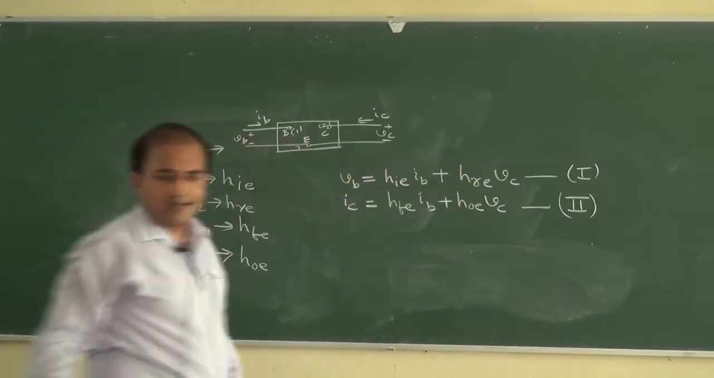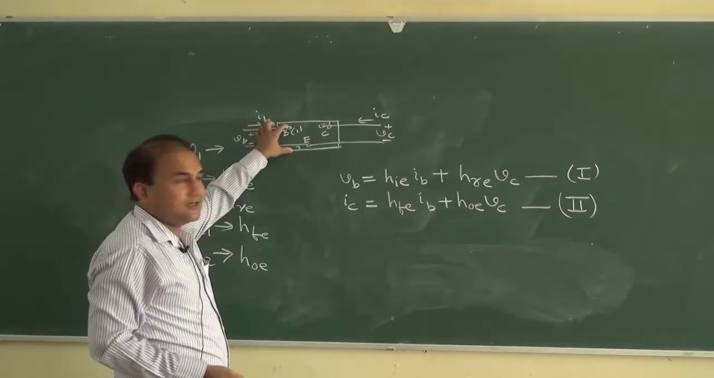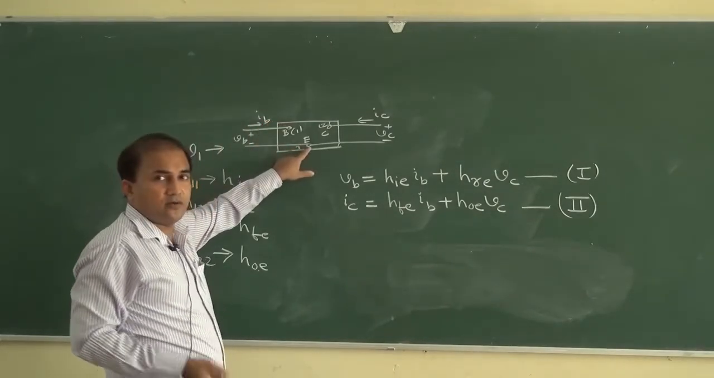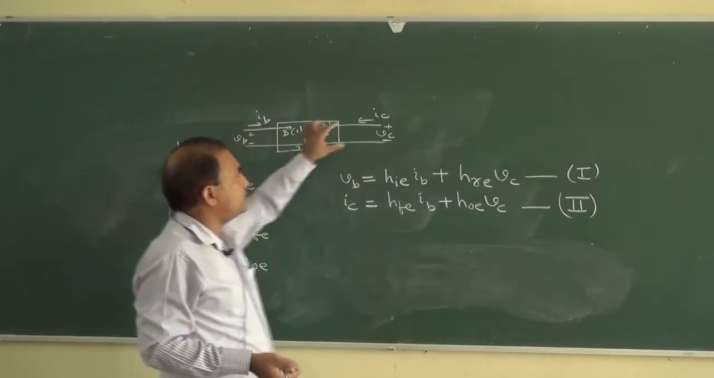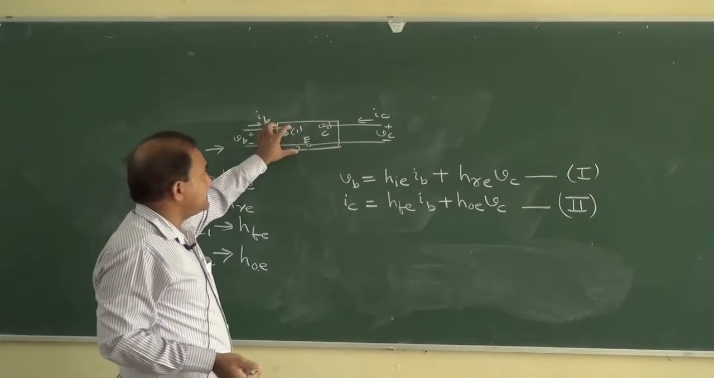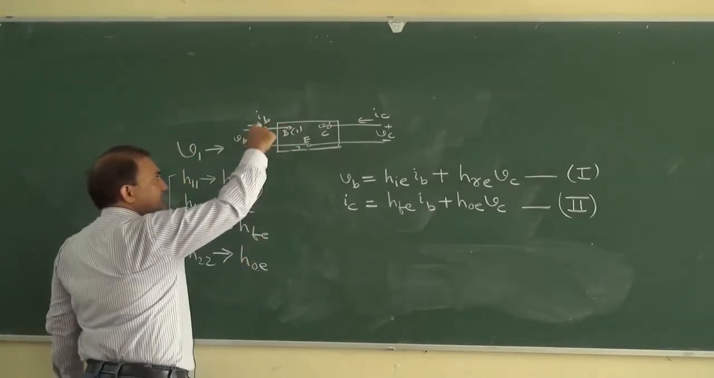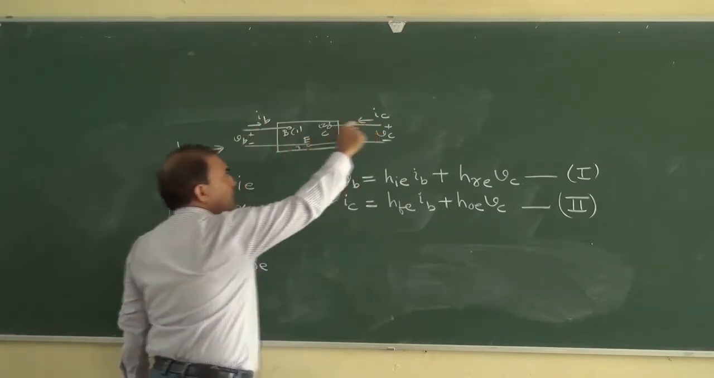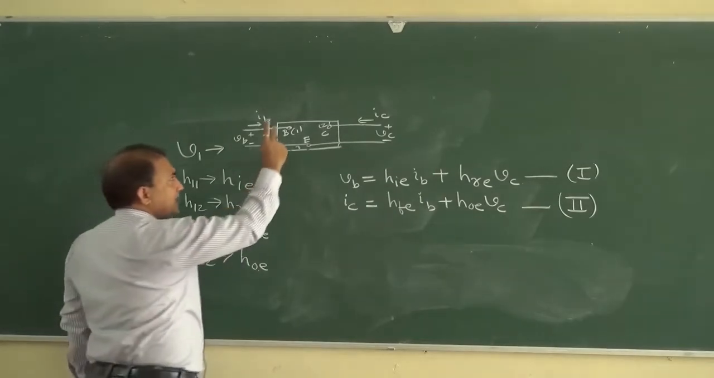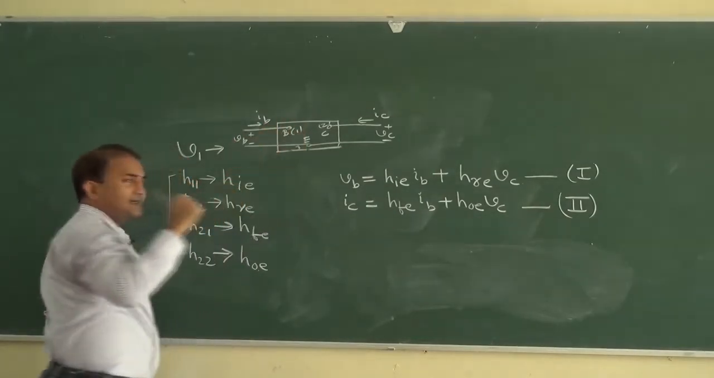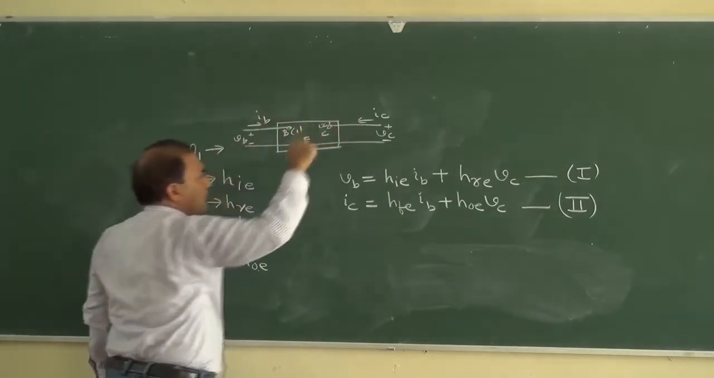So in this way we can represent a BJT transistor which is in common emitter mode. Common emitter mode means emitter terminal is common to both input and output. So it is behaving as a two-port device. Two-port means first port is input port, second port is output port. That is why it is a two-port device with three terminals. Emitter, base, collector. These are the three terminals. And two ports are input port and output port.